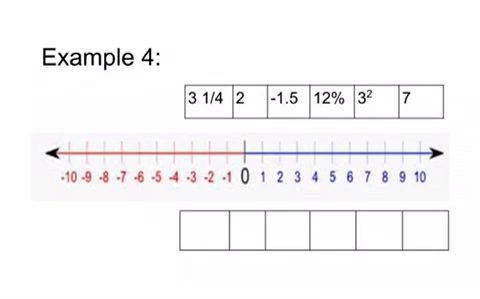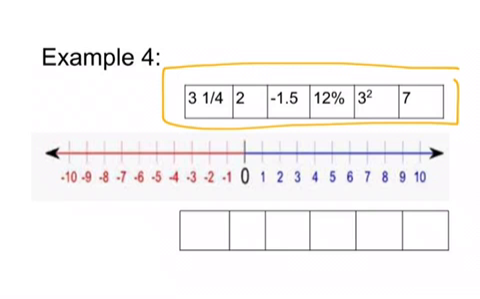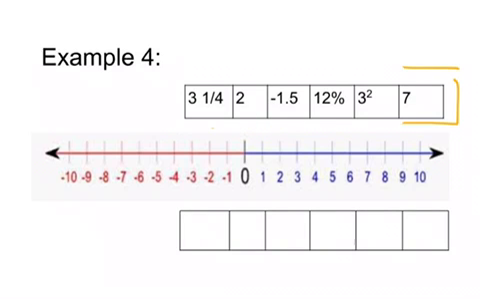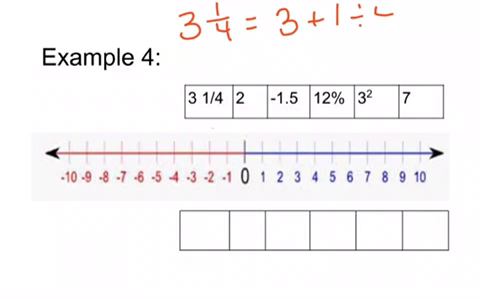In this example, you're going to see how to take a group of numbers and put them in order. So here are our numbers in this chart. I'm going to change a few of them to make them decimal form. Let me erase my box. We've got 3 1/4. And a calculator would be 3 plus 1 divided by 4. That gives us 3.25. So that's what that one is.